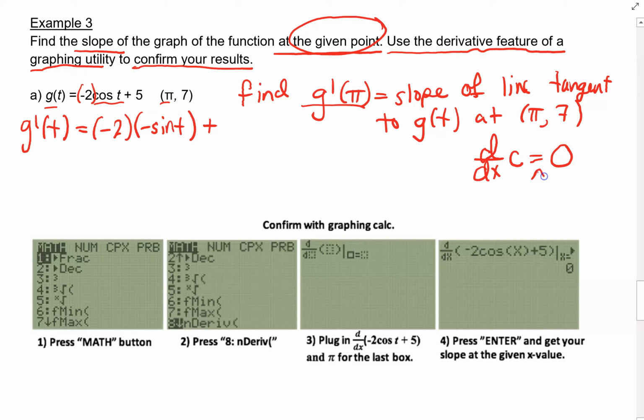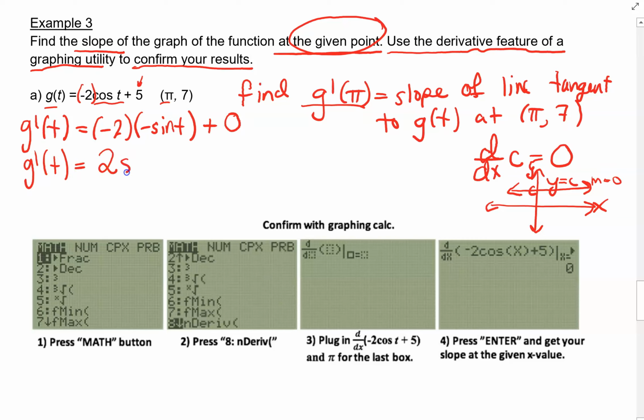Because if you could picture the graph of y equals c, it would be like a horizontal line. This is the x-axis, and that's the y-axis, and that's c. It's a horizontal line, and so the slope of that line is 0, right? Slope of any horizontal line is 0, and so the derivative is the slope. So the derivative of any constant is just 0, since it's the slope of a horizontal line. In this case, that constant is 5. So the derivative of 5 would just be 0. So g prime of t turns into just positive 2 sine t plus 0. So there's g prime of t.